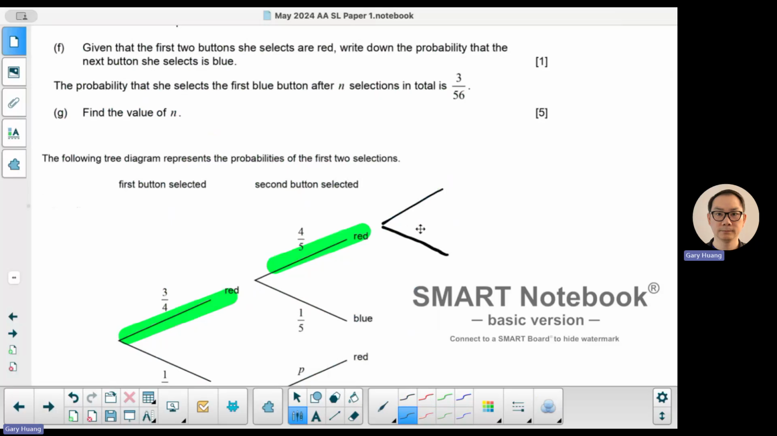Well, we need to know that in total, you're going to have 6. Out of the 6 different buttons, now you're going to have 5 red and 1 blue, right? Because the first one was red, you put another red. The second one is red, you put another red. So now you're going to have 5 red and 1 blue. So the probability of getting a blue in this particular sense for part F is going to be 1/6.